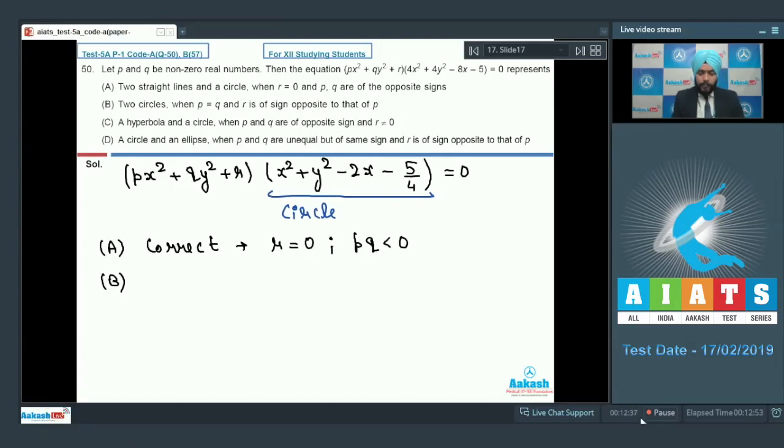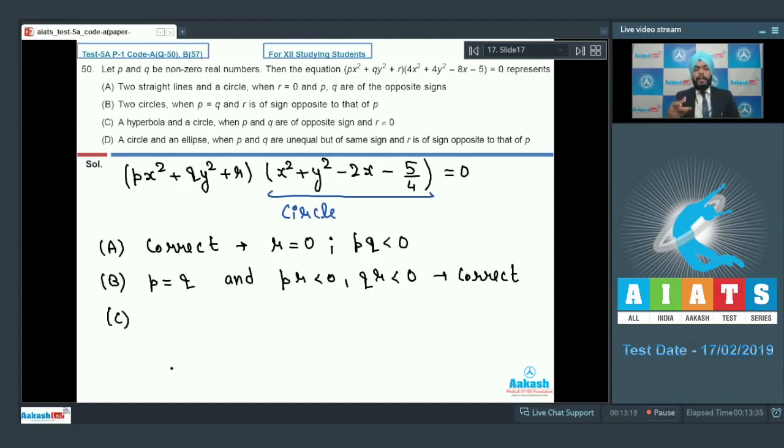B part: two circles when p equals q and r is of opposite sign to that of p. One circle is already there. So for p equals q and pr less than 0, qr less than 0, it will be something of the type, let us say p is equal to q is equal to 1, so x square plus y square minus 5 or minus 4 equals 0. So definitely it represents a circle, because the first condition of the circle is coefficient of x square equal to coefficient of y square, so p equal to q. So this is also correct.